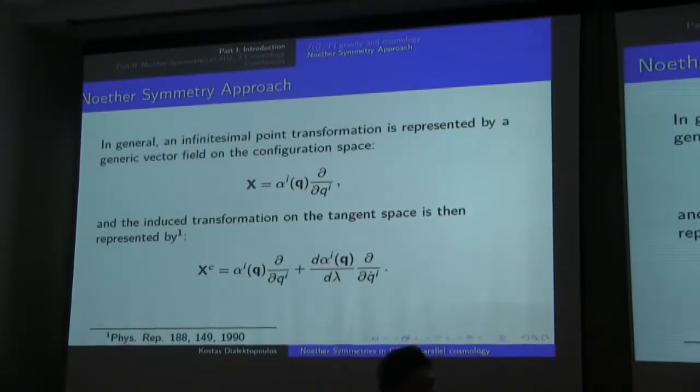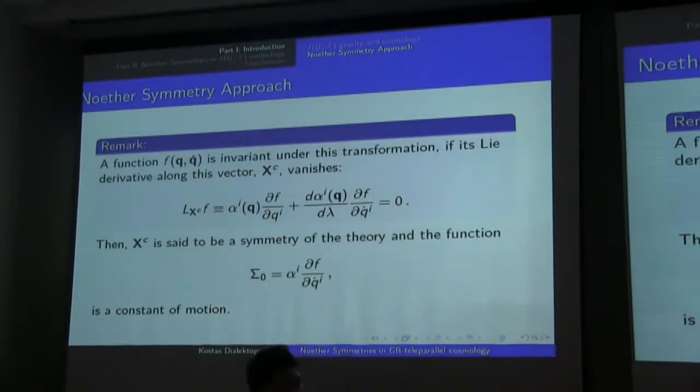So, what the Noether symmetry says, in general, is that when we have a point transformation, there exists a vector like this, which denotes the symmetry, and this is the induced transformation in the tangent space of the Lagrangian. And the Noether theorem says that when a function is invariant under this symmetry, then the Lie derivative along this vector, which denotes the symmetry, vanishes. And this system, L_X of L equals zero, gives a system of differential equations depending on the configuration space of the function. And by solving this system, we can find possible symmetries.